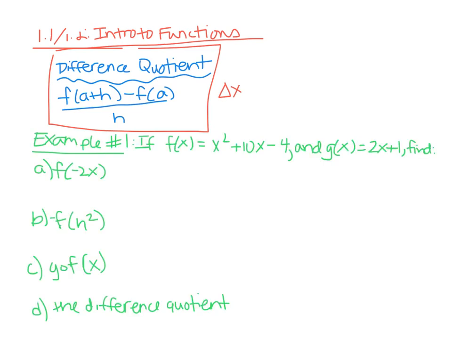Okay, for our first example, we have f of x equals x squared plus 10x minus 4, and g of x equals 2x plus 1. I have four things I want you to find. I want you to find f of negative 2x. I want you to find negative f of h squared. I want you to find the composition between g and f. For those of you that don't remember this notation, this is the same as g of f of x. And I would also like you to find the difference quotient using the formula above. So please pause the video right now and do these problems.